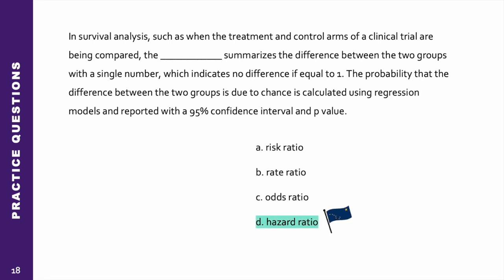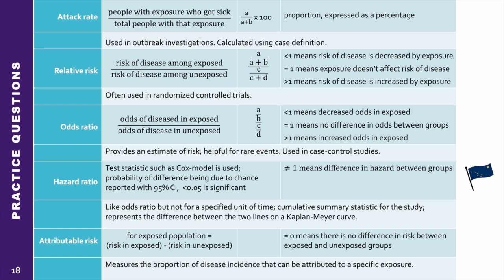Hazard ratio. Remember that hazard ratio is like odds ratio, but instead of being for a specified time period, it's the chance of the outcome over the course of the study. Hazard ratio is the hazard in the exposed group divided by the hazard in the unexposed group.